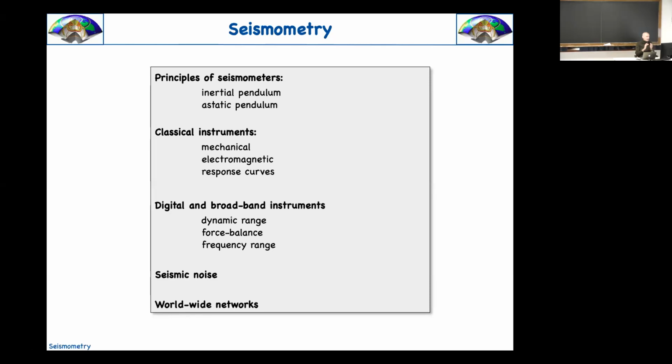Okay, the basic principles that are used: seismometers, traditional seismometers, are inertial instruments. So they are based on the harmonic oscillator, damped and forced, that you should have discussed during the wave physics course or in other similar courses.